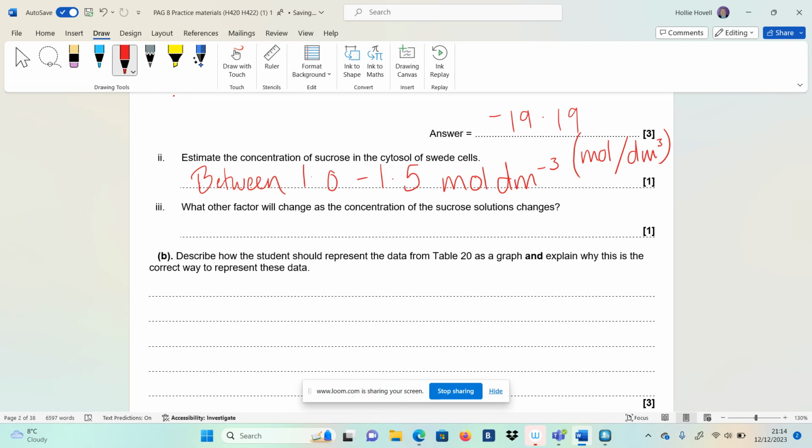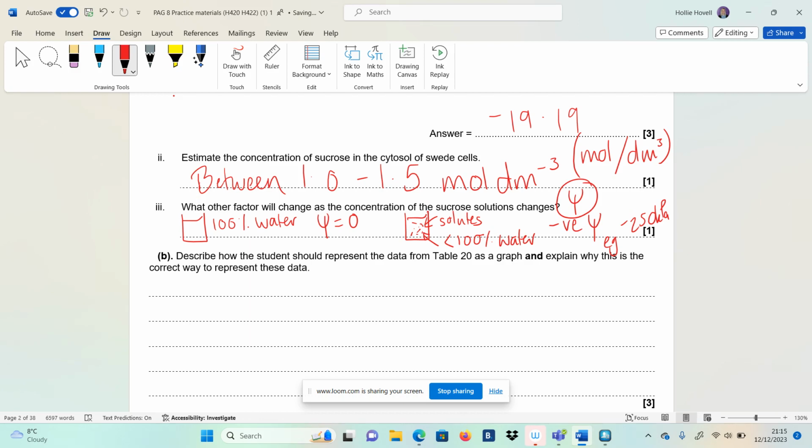Next one, what other factor will change as the concentration of sucrose solutions change? So hopefully we know that if we have pure water, so if we've got distilled water, it's 100% water, then the water potential will be 0. And hopefully we know that if we add solutes, then it's not 100% water anymore, it's less than 100% water, and therefore it will have a negative value of water potential. So it might be, e.g., minus 250, kilopascals it will be. Now, that's not what they want you to write, that's just me explaining it. What factor will change is the water potential. All right, it will change the water potential. Water potential is affected by the concentration of solutes that you add.